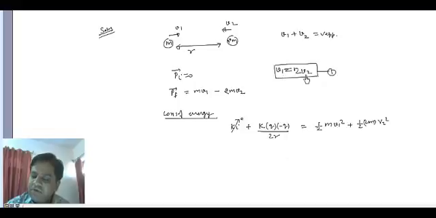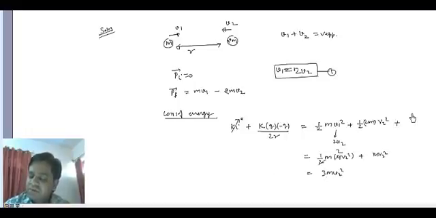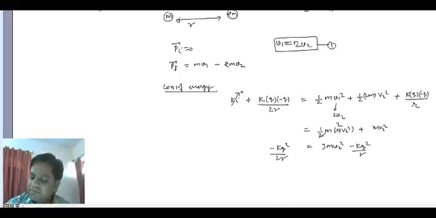We know that v1 is equal to 2v2, so we can put the value of v1 as 2v2. So what we get here is half m 4 v2 square plus m v2 square, so 3m v2 square. And one more term is also there, which is the potential energy kq(minus q) by r, right. So 3m v2 square minus kq square by r, and this is minus kq square by 2r.